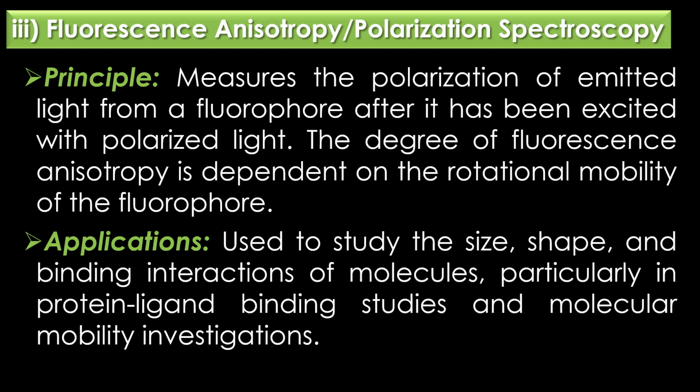The third type of fluorescence spectroscopy is fluorescence anisotropy or polarization spectroscopy. This technique measures the polarization of emitted light from a fluorophore after it has been excited with polarized light. The degree of fluorescence anisotropy is dependent on the rotational mobility of the fluorophore. Applications: fluorescence anisotropy is often used to study the size, shape, and binding interaction of molecules, particularly in protein-ligand binding studies and molecular mobility investigations.